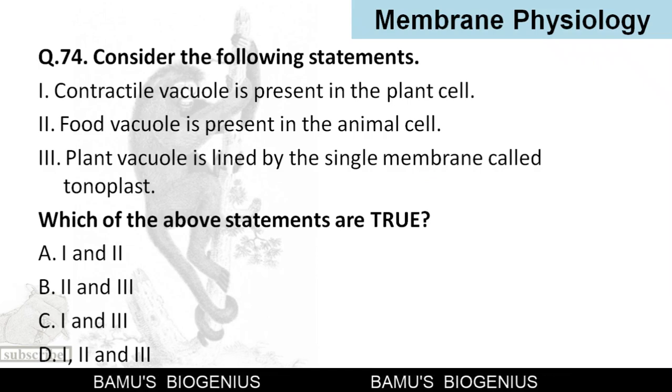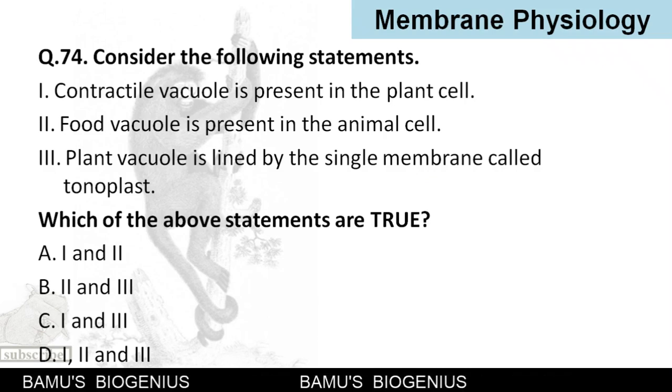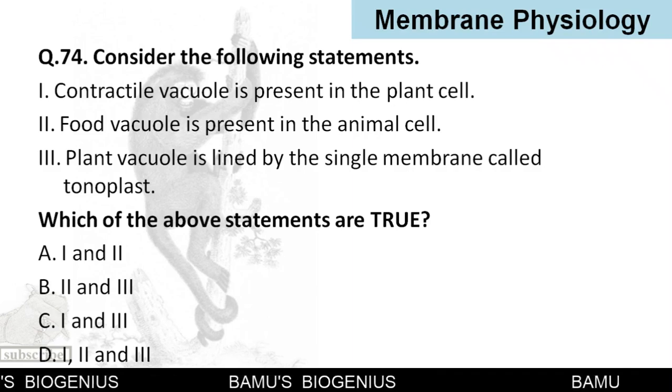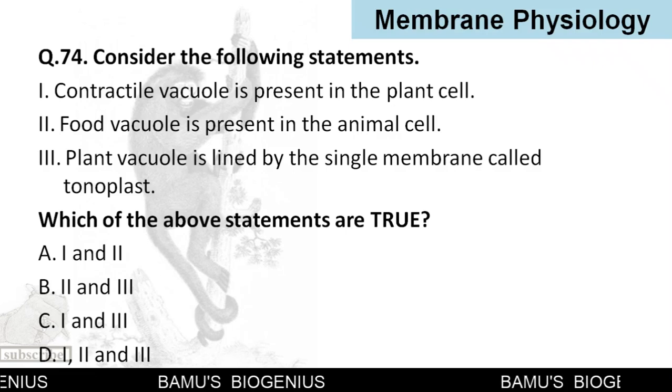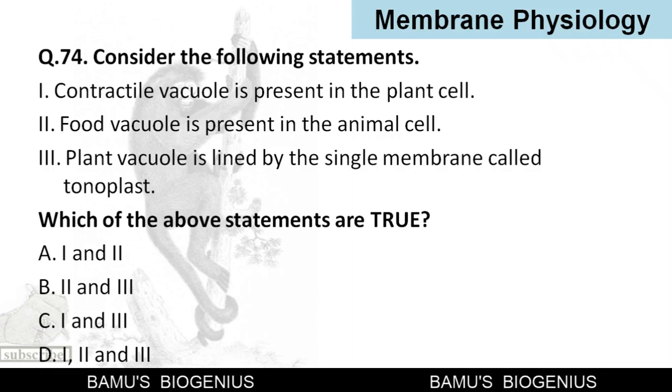Then question number 74 is, consider the following statements. 1. Contractile vacuole is present in the plant cell. 2. Food vacuole is present in the animal cell. 3. Plant vacuole is lined by the single membrane called tonoplast. Which of the above statements are true? 1 and 2, 2 and 3, 1 and 3, 1, 2 and 3. The answer is 2 and 3.